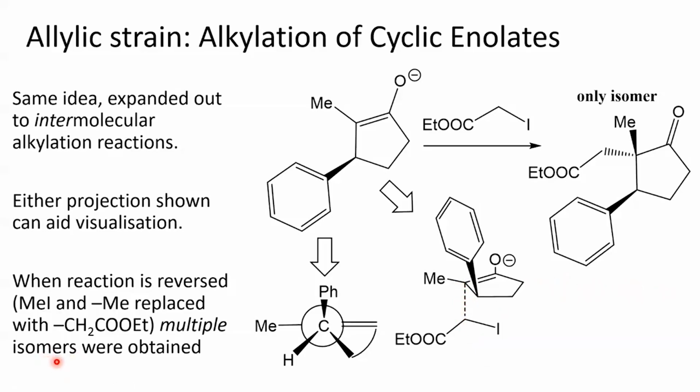Now what's interesting is when we reverse the functional groups, meaning we replace this methyl group with ethyl acetate and we react it with methyl iodide, what we see is multiple isomers obtained. This highlights the need for having a bulky functional group on either reagent to ensure a single isomer, rather than limiting the bulky functional groups to a single reactant.